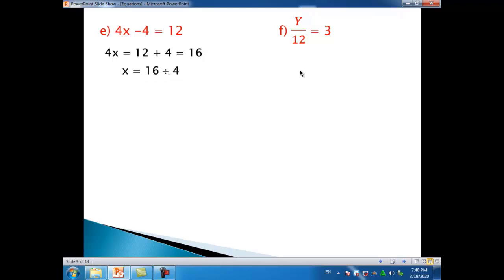Now it will be 4. Letter F, y over 12, or y divided by 12. As you can see, that is y divided by 12. So the divide here will go to the other side with, yes, what? Yes, with multiply for sure. So y will be 3 times 12 and equals 36.